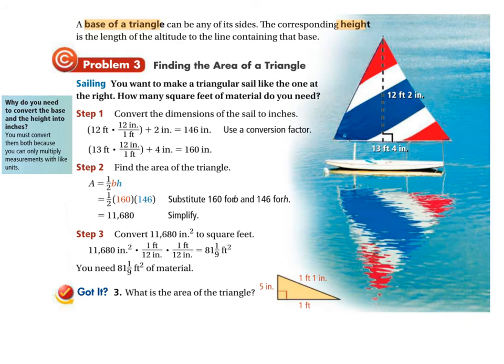Okay, so this one is just a little bit more mathematically rigorous, and you've got to pay attention to what we're doing here. Okay? This says you want to make a triangular sail like the one at the right. How many square feet of material do you need? You notice that they're giving us the measurement in a combined feet and inches, right? That altitude is 12 feet 2 inches and its base is 13 feet 4 inches. We need to be able to convert this to the same units, okay? Why do we need to convert the base and the height into inches, which we're about to do? Because we can only multiply measurements with like units. So first we're going to convert it.